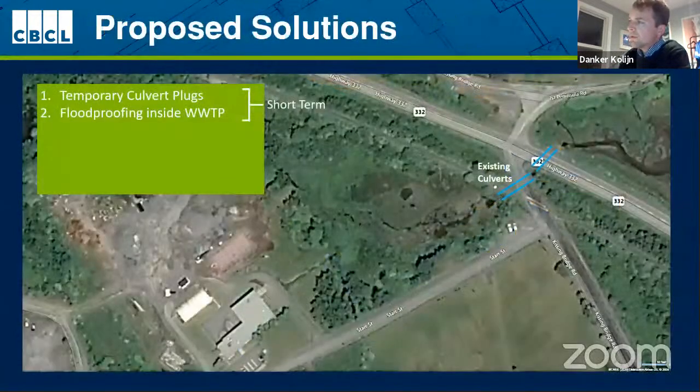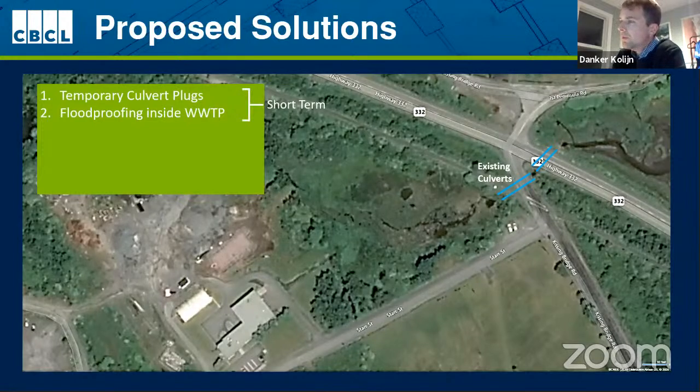So let's talk about solutions. There are three levels of solutions. The short-term solution, something to do today, would be to plug these with temporary culvert plugs, these inflatable types, just to get through the next season. And even with Hurricane Teddy, that was another event that came very quickly. That would be a good solution. Localized flood proofing around the doors and the bays in the plant itself could be done with sandbags. But of course, these are short-term solutions.